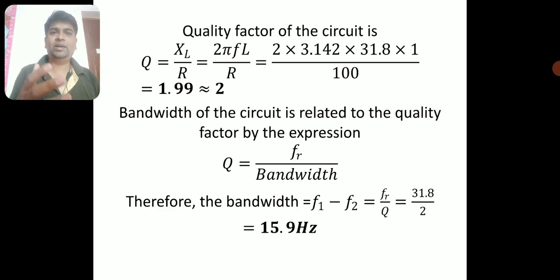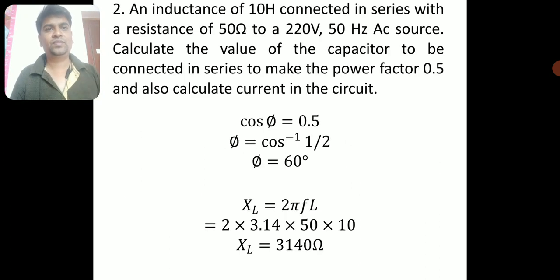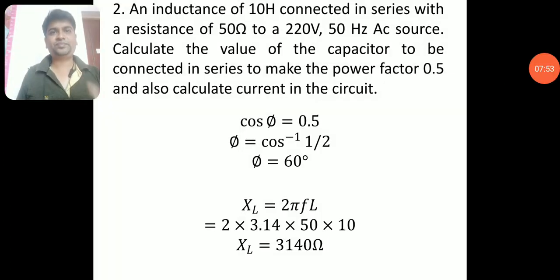I told you the bandwidth is decided by the value of resistance. If resistance is more, bandwidth is more, because the resonance peak, the resonance curve, is broader. And that was the sharpness. Quality factor is less means sharpness is less. Yeah, let us move on to the next problem.